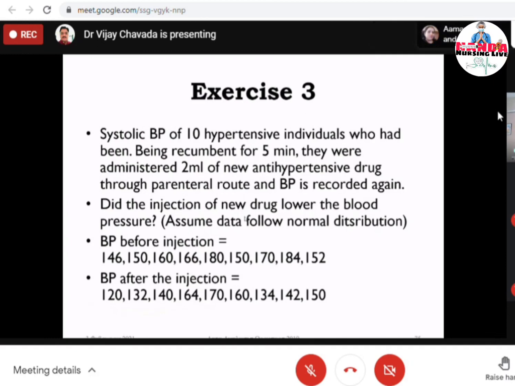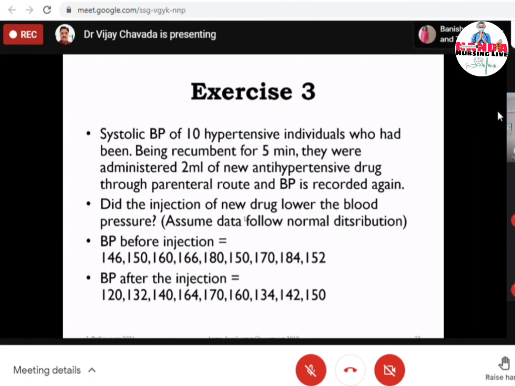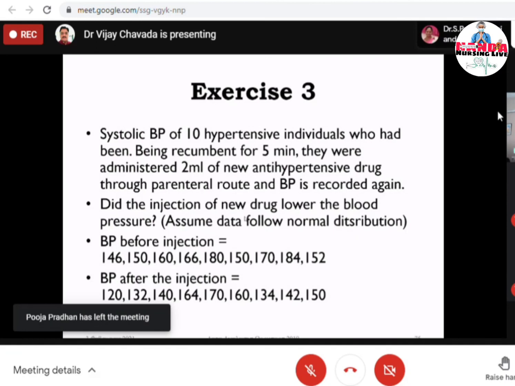The third exercise is, say for example, the systolic blood pressure of 10 hypertensive individuals. They were administered 2 ml of an antihypertensive drug through the parenteral route and BP is recorded again. Did the injection of the new drug reduce it? Now BP before injection is given, BP after injection is given. So a drug is tested on subjects, but before injection BP is calculated, after injection BP is calculated, and now we want to know whether the drug really had decreased the blood pressure or not.